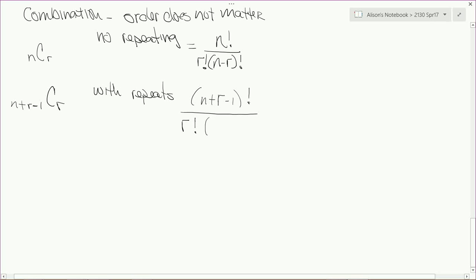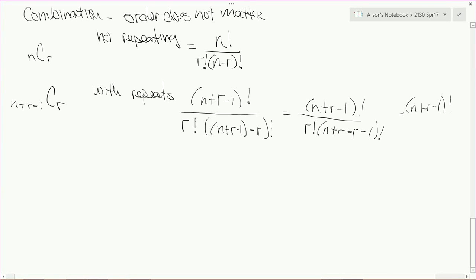And then I can see that there is an n. I'm going to replace it with n plus R minus 1. And then I'm going to subtract R. And that is factorial. So if I remove the parentheses, it simplifies to n plus R minus 1, and ultimately I get n plus R minus 1 factorial over R factorial times n minus 1 factorial.